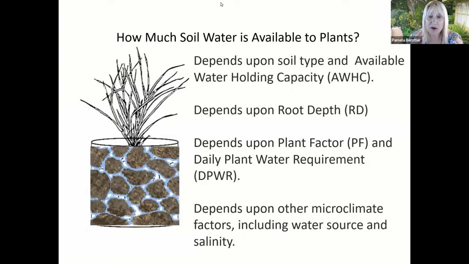Also, how much water is available is going to depend on how much water the plant has taken out of the soil at any given time. So that's plant water requirement, daily plant water requirement. And there are going to be some other microclimate factors that come into account, like, for example, what is the water source? Are you using gray water? Are you using potable water? And then, is it only available at certain times? And then also, what is the quality of the water? That would also have an impact. We're not going to talk so much about the water quality. We're assuming that we're irrigating with potable water for the most part in this session. But that is something to just keep in the back of your mind.